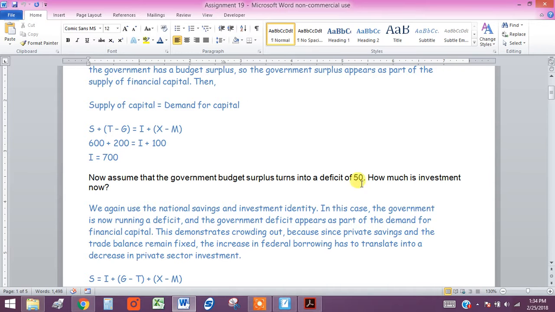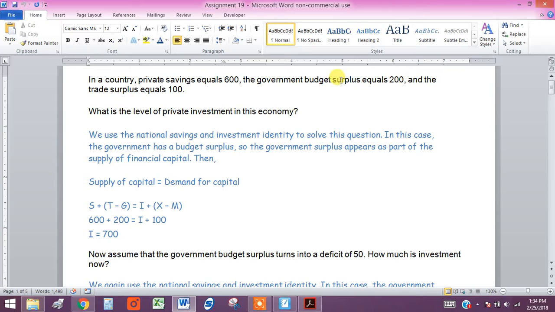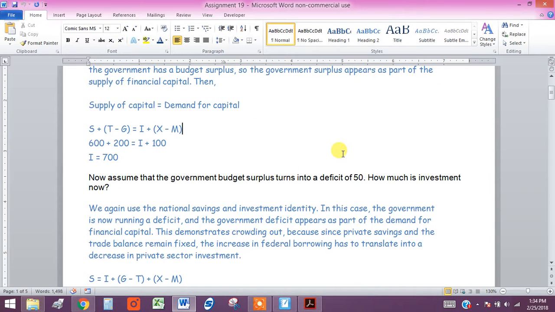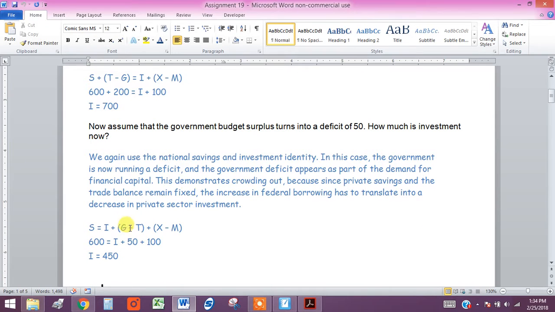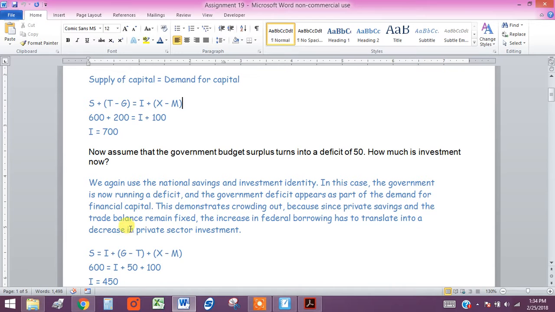Now, in the next question, we're turning our $200 billion government budget surplus into a $50 billion deficit. So in order to find the answer here, and we're still wanting to know the amount of private investment, we need to rearrange our equation and put this deficit right here, which now goes on the demand side, because now we're actually spending more than the tax revenue. So in this case, we change T minus G to G minus T and put it over on the right side of the equation, or the side of demand, because now government spending is 50 billion greater than our tax revenue that the government is taking in.